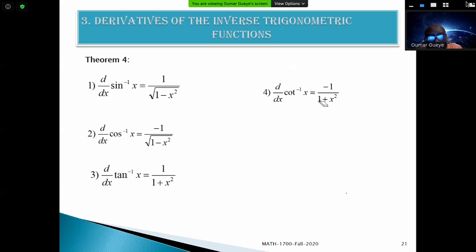I will not prove number 4 because the proof of number 4 is similar to the proof of number 3. If you want to prove number 4, you follow exactly the steps that we used in number 3, and the third formula that I gave you a couple of minutes ago. Since 4 is similar to 3, I just proved number 3 and leave 4.